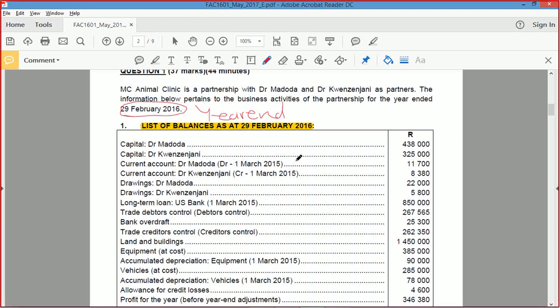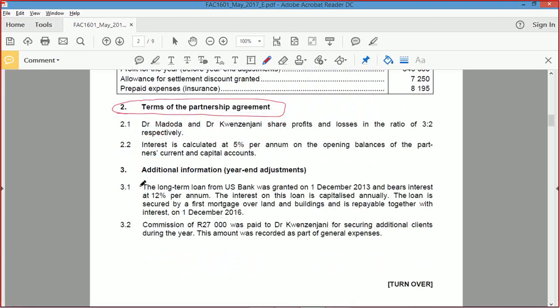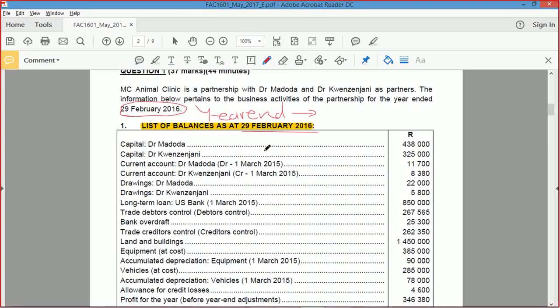Are these balances at the beginning or at the end? These ones are at the end, except a few. If it's year end, it's going to be 29 Feb. So that's important because you know that you're going to be adjusting for those movements during the year if you've been given additional information, which they have here. Question 2 was the terms of the agreement, and then 3 was additional information relating to year-end adjustments. So you know there are adjustments.